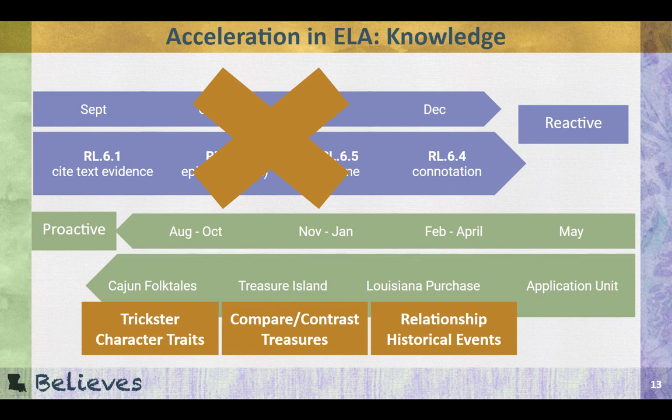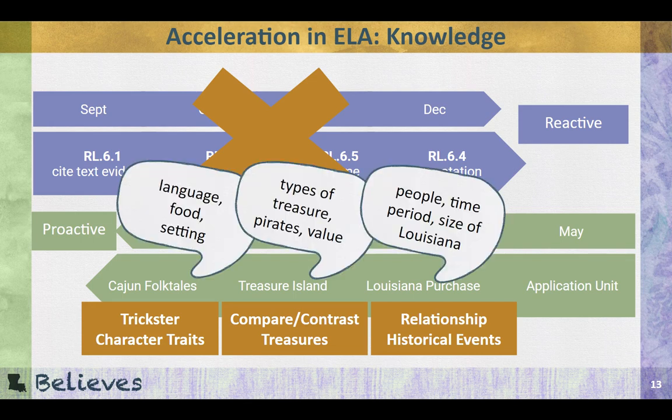In this example, here are 4 units that may be implemented in grade 3. The skills that may need support in these units are traits of a trickster character, comparing and contrasting types of treasures, and the relationship of historical events. Additionally, some specific knowledge building that may need supports for these units include Cajun phrases and food, landscapes in Louisiana, types of treasures, pirates, understanding value, and historical people, the time period of the early 1800s, and the size of the Louisiana Territory.